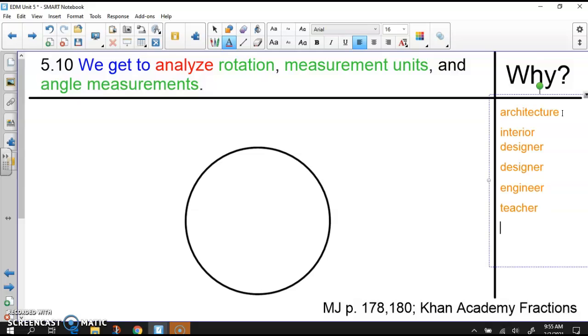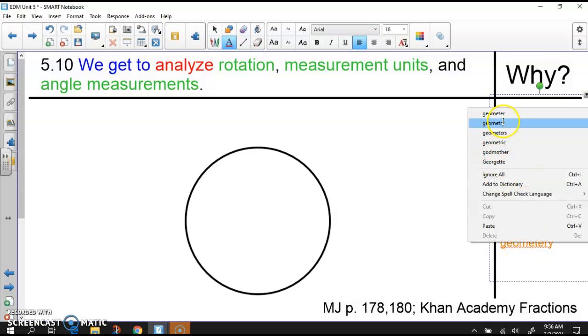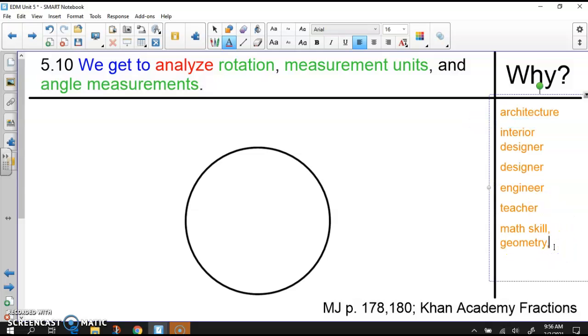Teacher, if you want to be a teacher. Yes, sir. One more. It's a math skill, it's geometry. You're going to see I'll connect it to fractions and mixed numbers, as was said. Gosh, my typing and my spelling are terrible today.